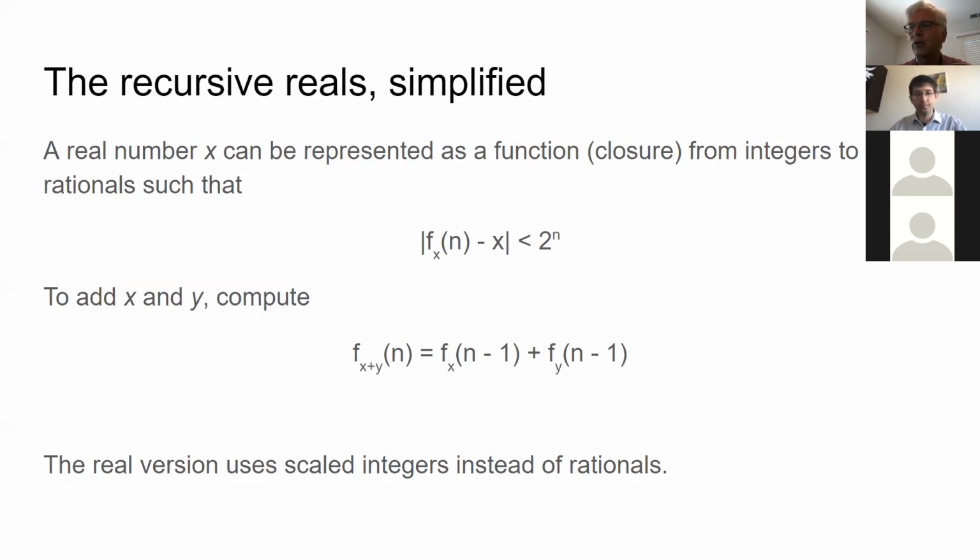To add two numbers x and y, we have to compute another function associated with x plus y, which approximates the arguments to slightly more precision and then adds the arguments. You can do the simple error analysis here, and that's good enough. The actual version that we use doesn't use rational numbers as the result, but scaled integers instead.